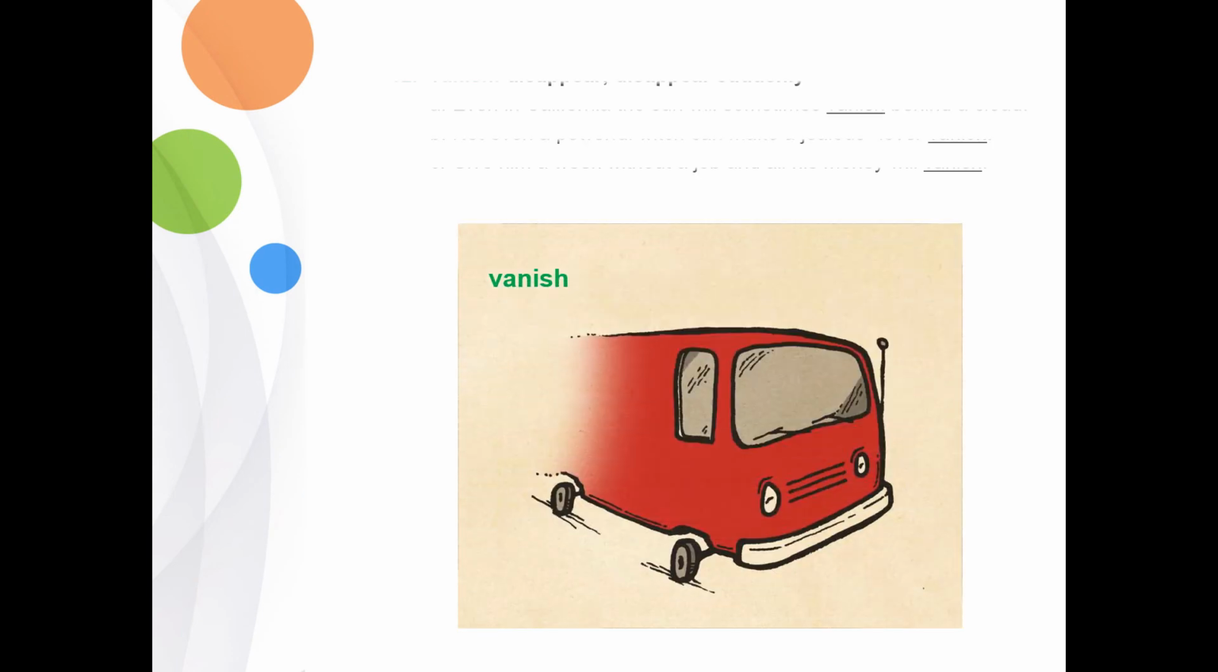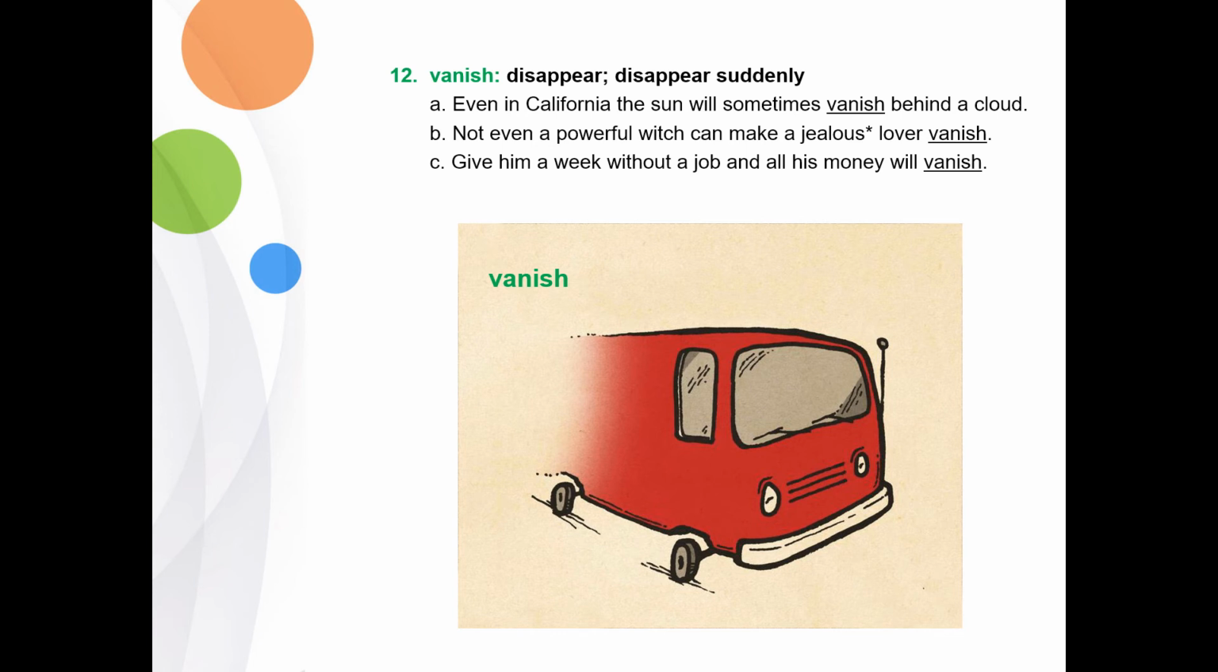Vanish. Vanish means disappear, disappear suddenly. Examples: number 1. Even in California, the sun will sometimes vanish behind a cloud. Number 2. Not even a powerful witch can make a jealous lover vanish. Number 3. Give him a week without a job and all his money will vanish.